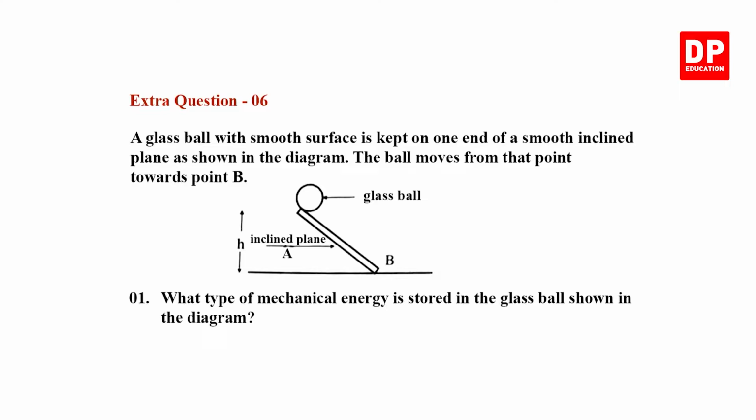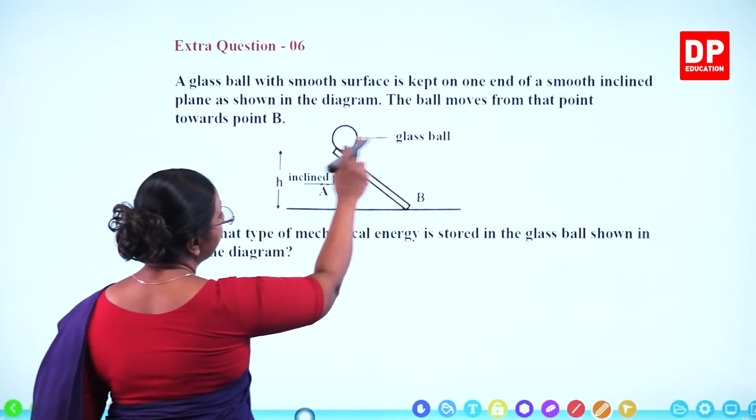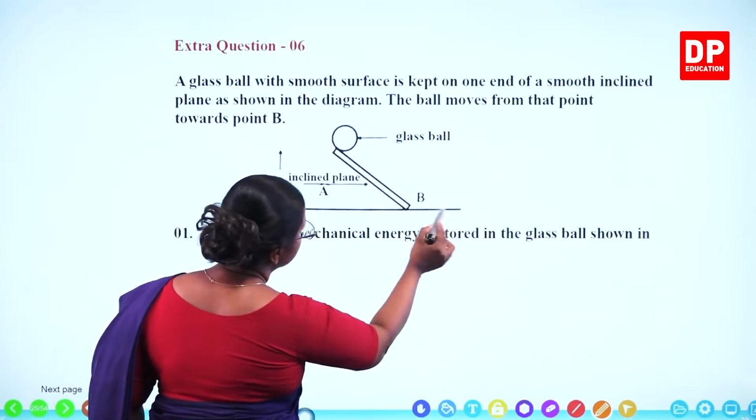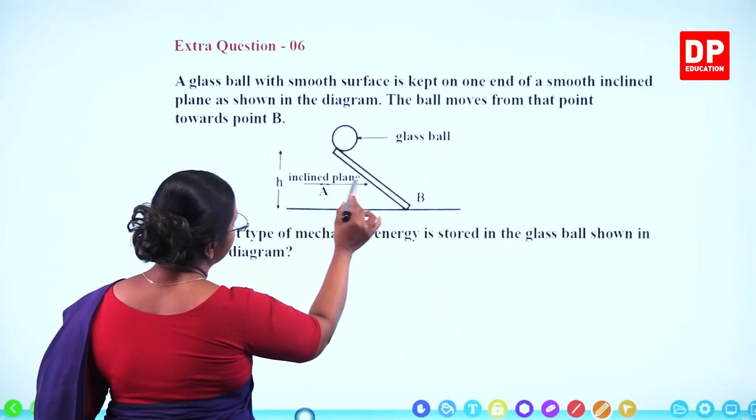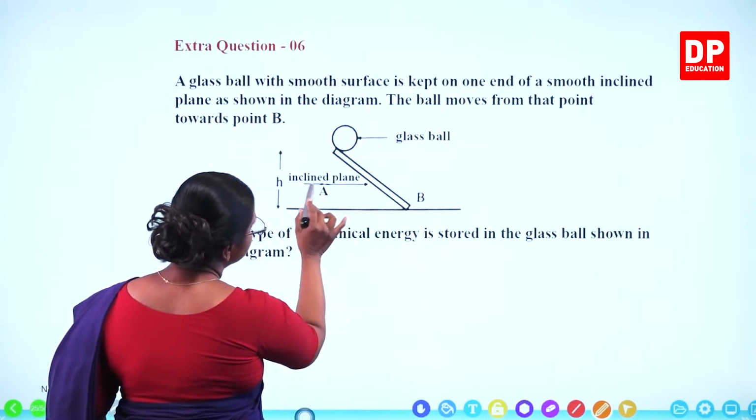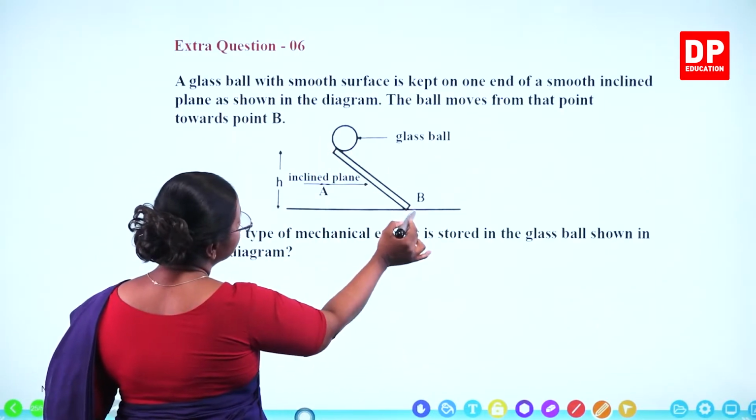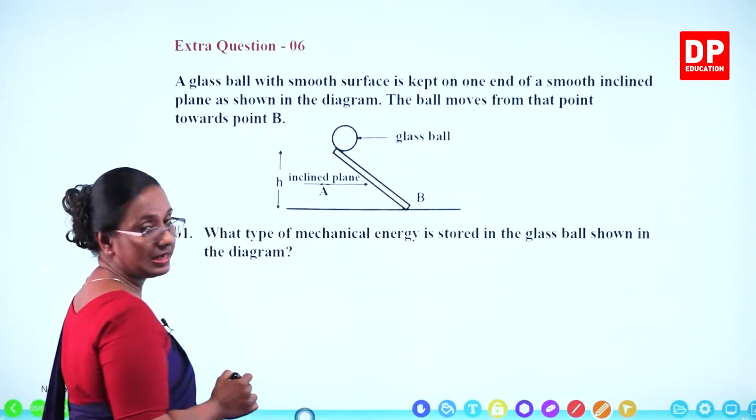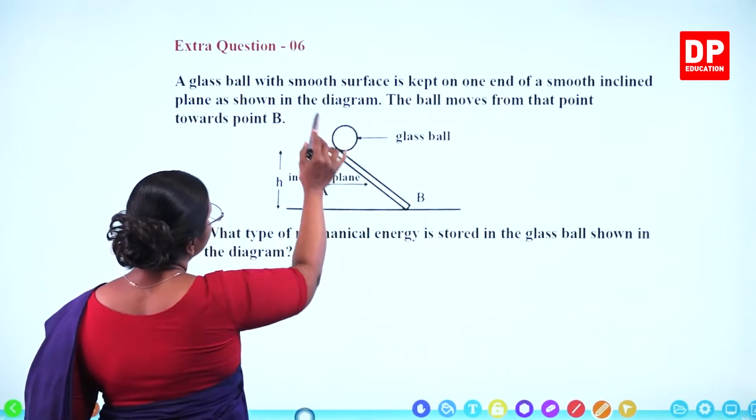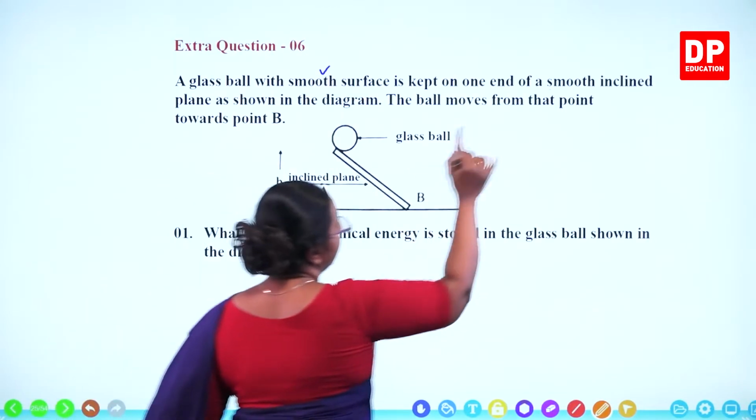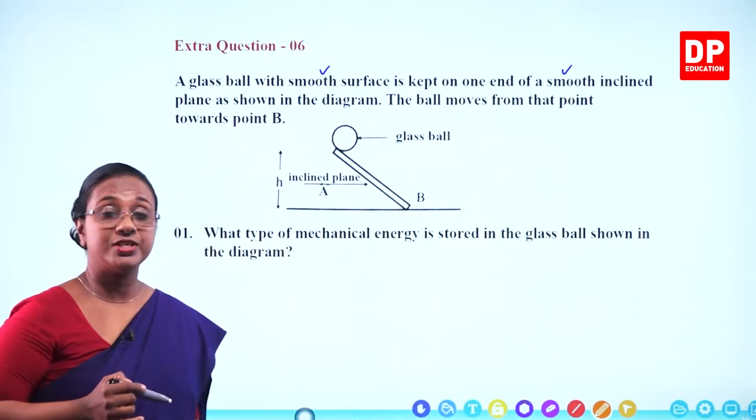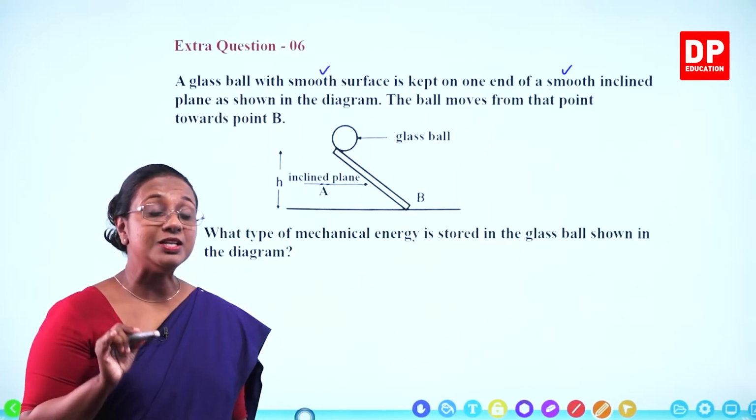Extra question 6. A glass ball with smooth surface is kept on one end of a smooth inclined plane as shown in the diagram. So if you look at the diagram, here you can see the floor level is marked, that's the inclined plane, that's marked U, and this particular level is marked as A, and here the floor level is marked as B, but the glass ball is somewhat above both A and B levels. And here they have said smooth surface of the glass ball, and the inclined plane also has a smooth surface. You all know the reason why they mentioned this.